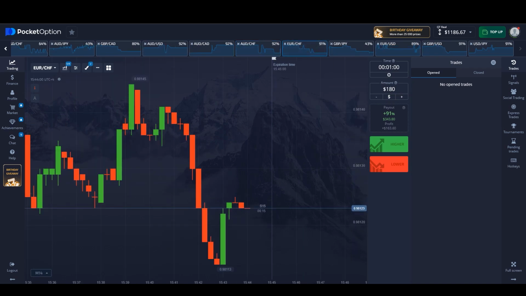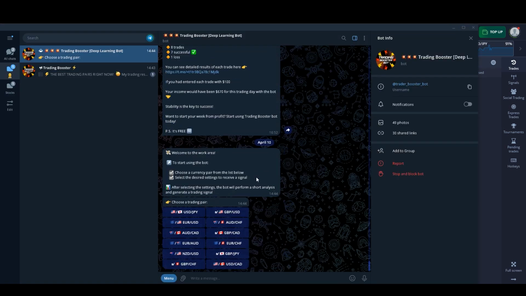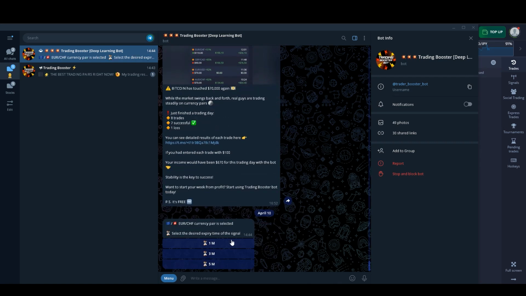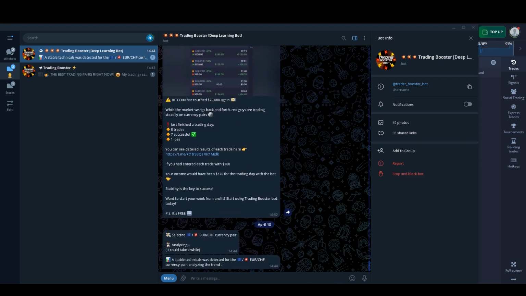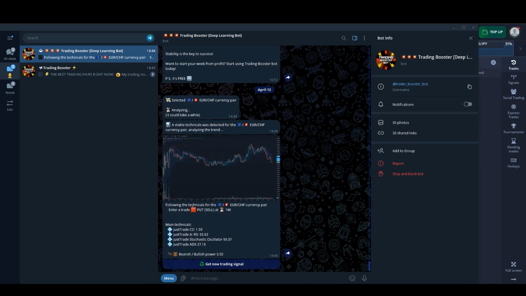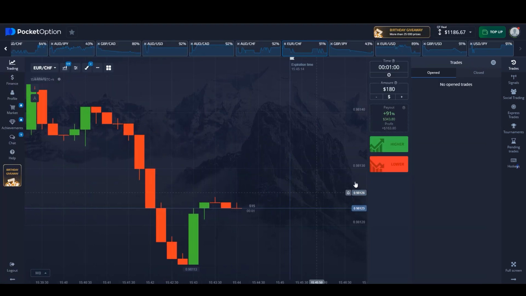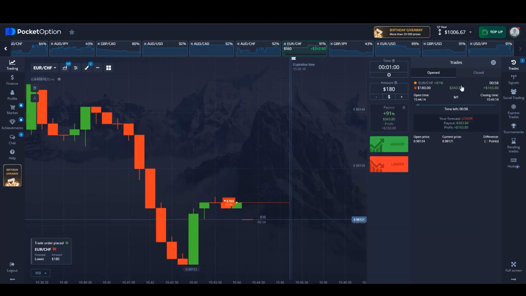Euro Swiss franc, I get a new signal, I choose this trading pair and the time for the deal is 1 minute. I get a sell signal, and right there I open a sell deal for $180.